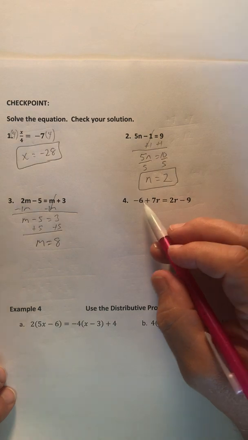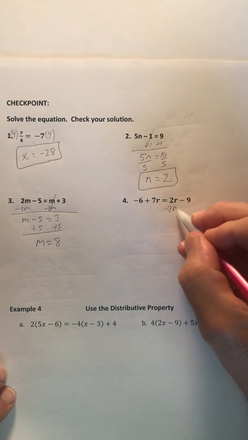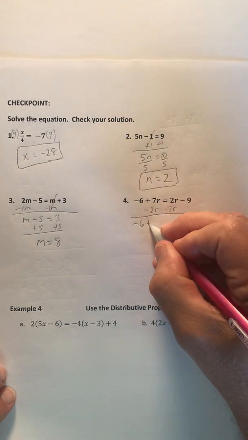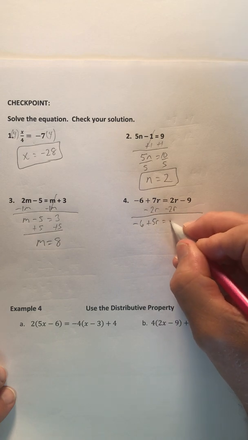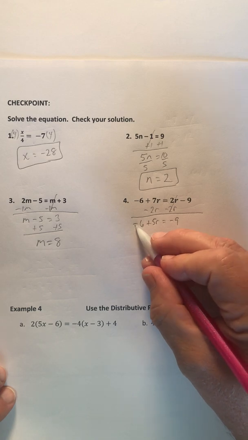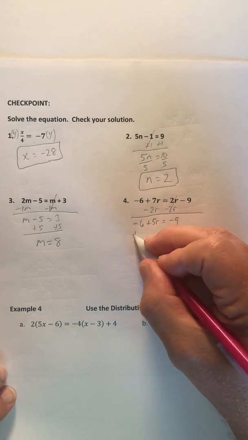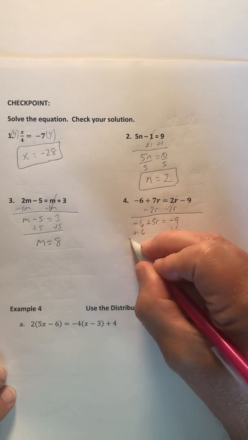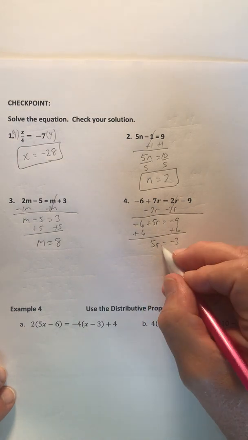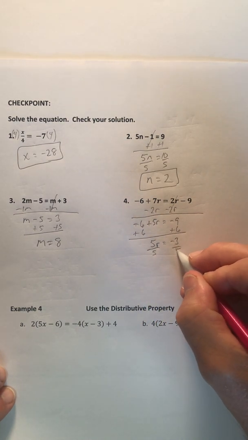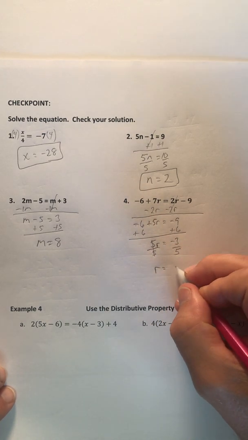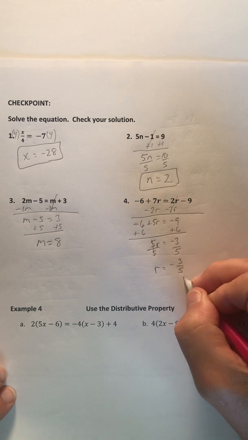All right, and then number 4, I'm going to subtract the 2r. Leaves me with negative 6 plus 5r equals negative 9. Right? I'm going to get rid of this negative 6 by doing the opposite, which is to add 6. That leaves me with 5r equals negative 3. And then I'm going to divide by 5. Now that doesn't divide out and doesn't simplify, so that's my answer. R equals negative 3/5. And I'll just leave that as my answer.